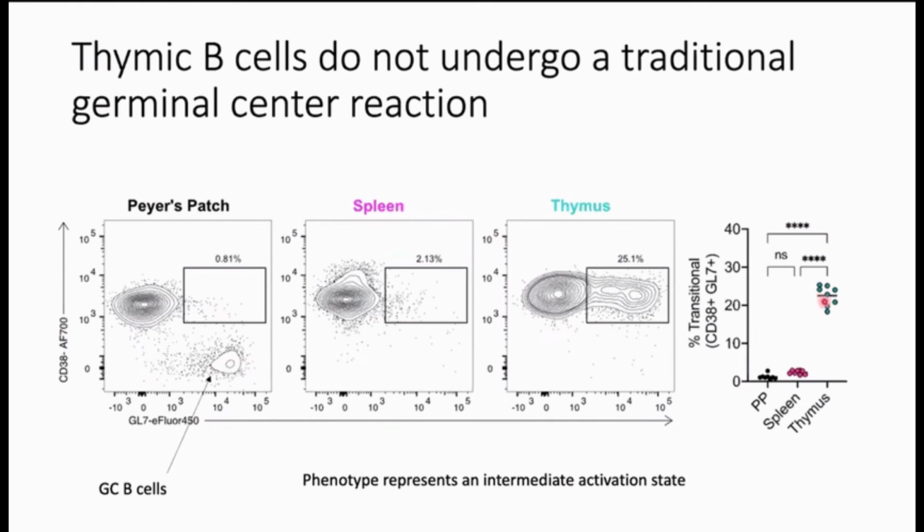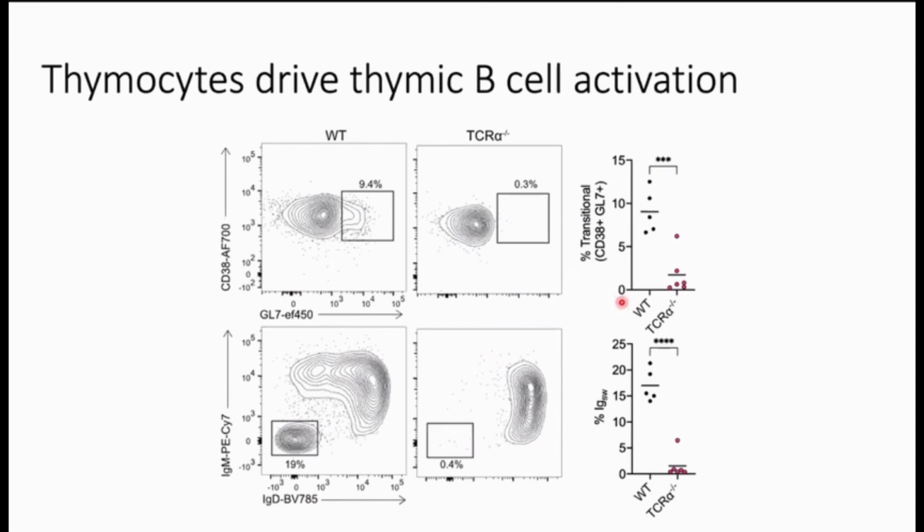And this is just quantitated here. So this is very interesting because we do see class switching within the thymus, but we don't see germinal center formation. And so this is a little bit surprising. We're going to get into this in a little bit here, but we wanted to make sure that this process was still dependent on T cells and CD40 ligand interactions.